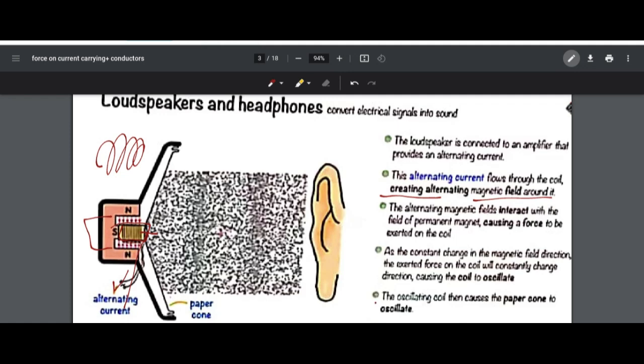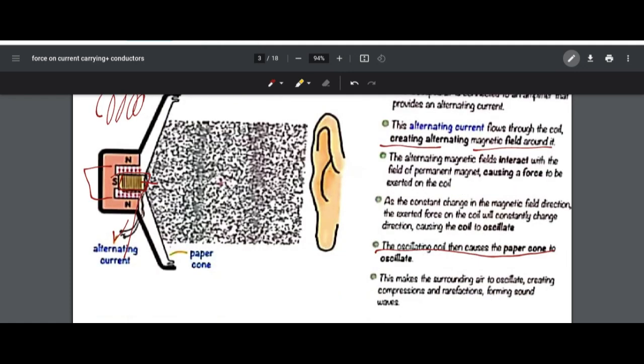So the oscillating coil causes the paper cone to oscillate. That paper cone starts oscillating, and this makes the surrounding air oscillate, creating compression and rarefaction. Compression and rarefaction means this is compression and this is rarefaction, gap and without gap, forming sound waves.